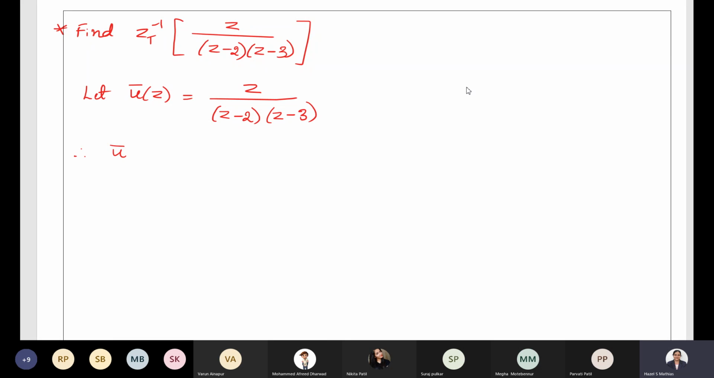Second step, what you have to do? You need to find u bar of z divided by z. Divide by z on both sides. So what happens when you divide by z on both sides? We get u bar of z by z, that is equal to 1 by z minus 2 into z minus 3. Is it okay? Yash, are you there in the class?